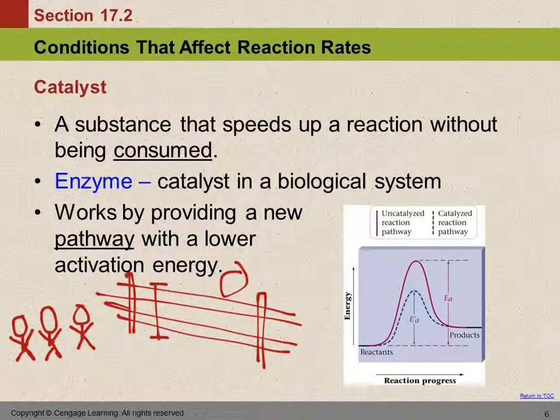Now, what if you put a teacher in here who takes the child and lifts them up and over the fence? Strong teacher. They're going to go over faster now, right? Is the teacher really involved in the reaction? No, the teacher's just making it easier for it to happen. The catalyst makes it easier for the reaction to happen by lowering the activation energy. And that's what enzymes do in your body.